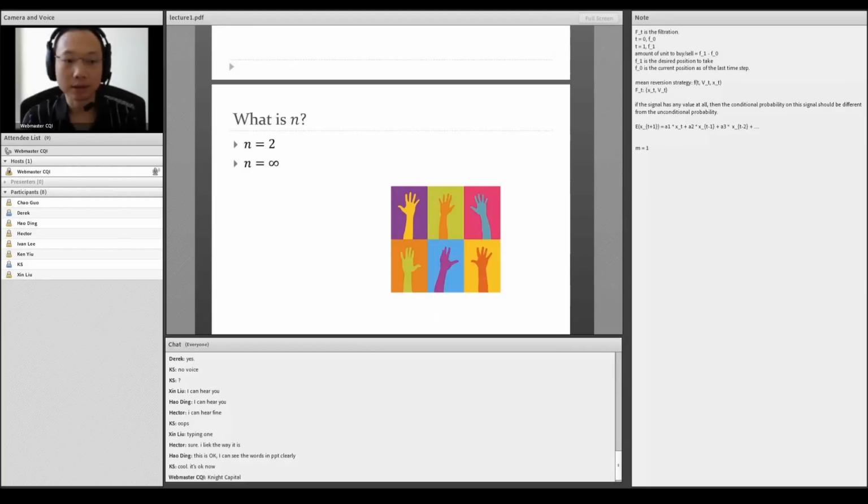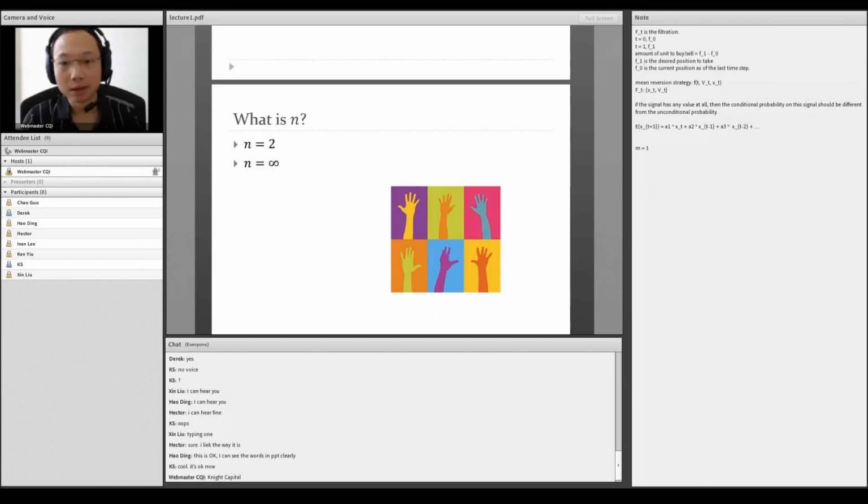Now if we choose n equal to 2, what does that mean? Oh, by the way, why n equal to 2? Because this is the smallest number that we can take for n. We fix m to be 1, right? And n must be bigger than m. So the smallest number that we can take for n is 2.